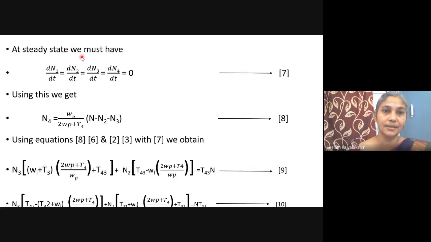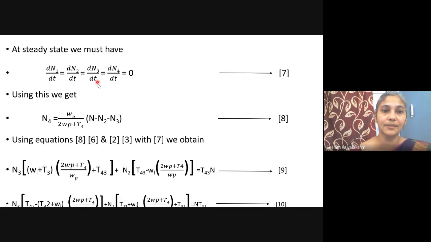Now at steady state, we must have dN1 by dt equals dN2 by dt equals dN3 by dt equals dN4 by dt, which is equal to 0. What is a steady state? With respect to time, the system does not change its properties; that is nothing but steady state. So the rate of change of level 1 equals that of level 2 equals that of level 3 equals that of level 4, which is equal to 0.